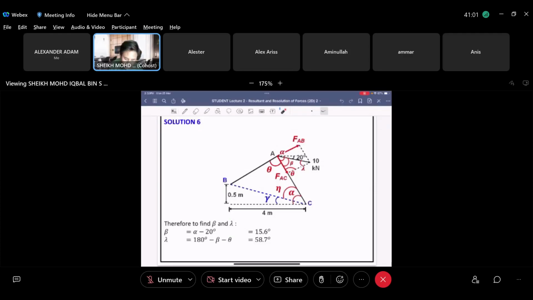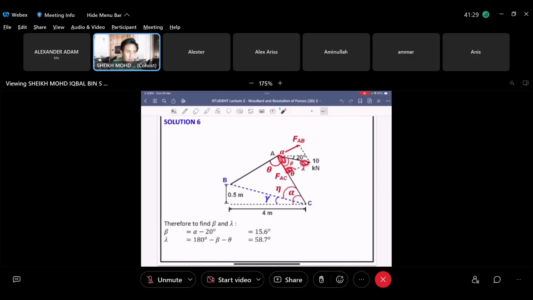We can now calculate lambda here. How can we calculate lambda? This is a triangle, so a triangle is 180 degree, right? So 180 degree minus the beta here minus the angle theta here, you will get your lambda, which is 58.7 degree, right? Now we have the angles for this one, and for this one.